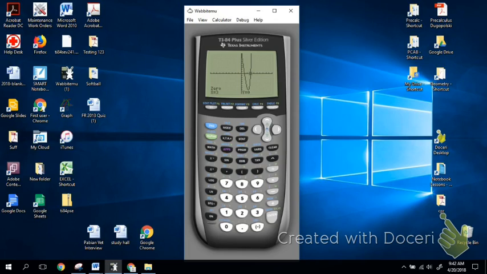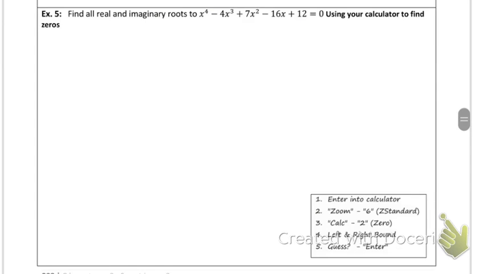All right. So I'm going to go back to my screen, and I'm going to say by calculator. So we used our calculator. By calculator, I found out that for our roots, we have x equals 1 and x equals 3 are our zeros.